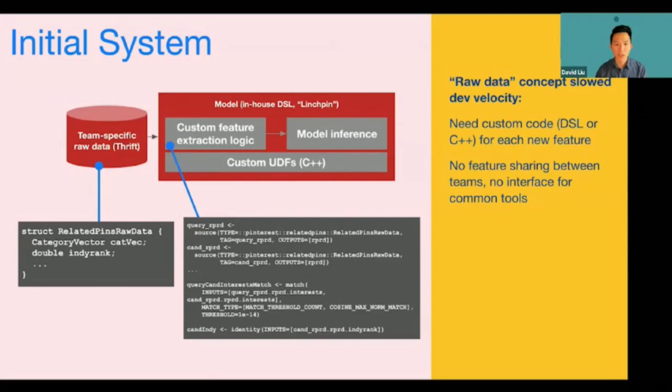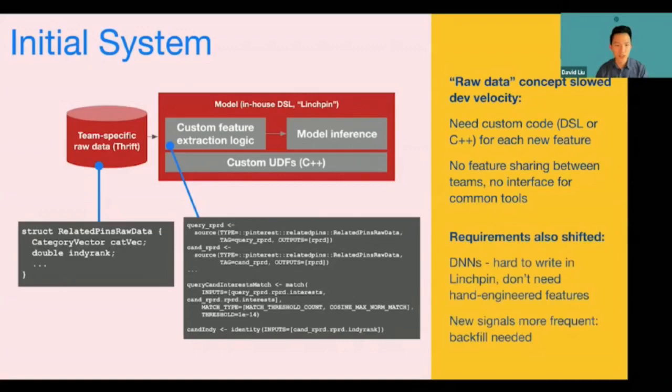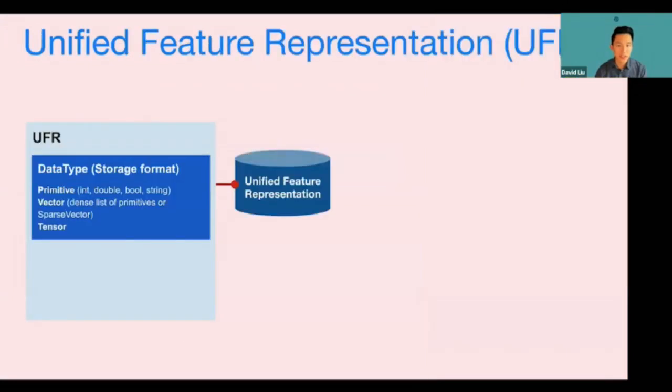Our requirements also shifted over time. As we started using deep learning, we moved away from hand-engineered features, and we wanted to add new signals more often. So to solve these problems, we first standardized on a unified feature representation, or UFR for short. The key change here was to flatten the input to the models. So we'd only allow a restricted set of data types, primitives, vectors, or tensors. No more complex thrift data.